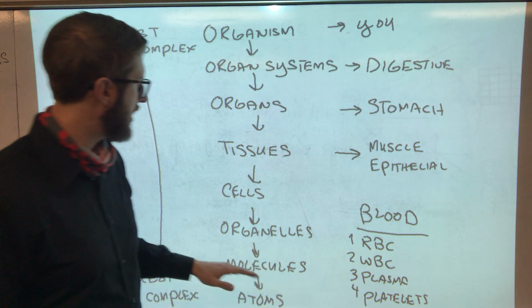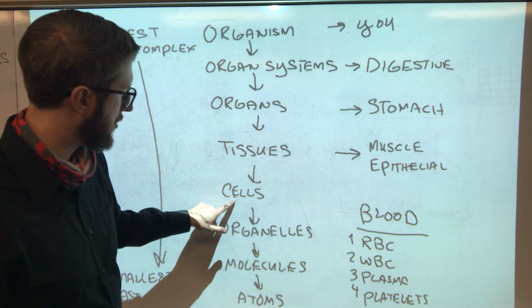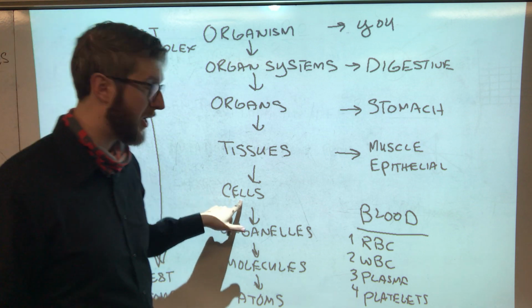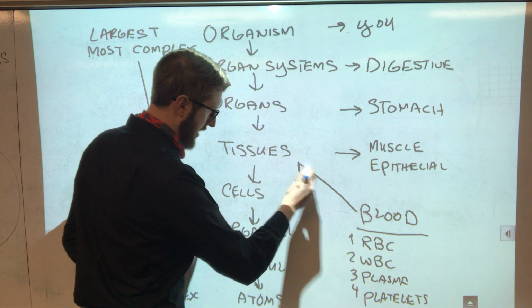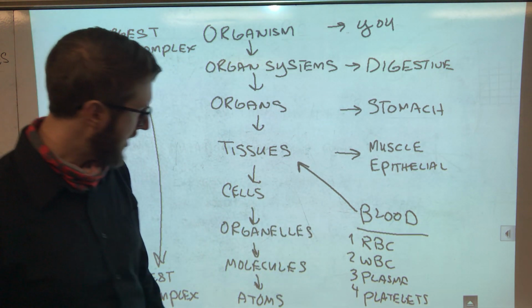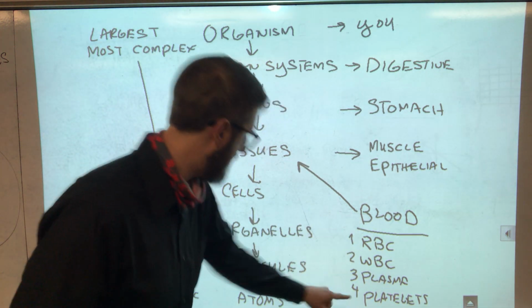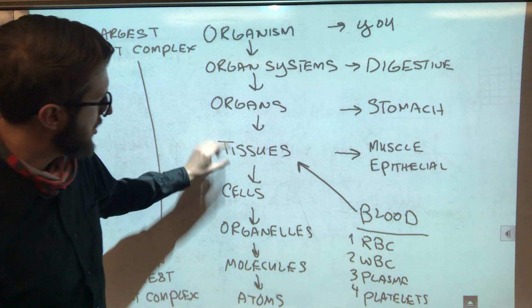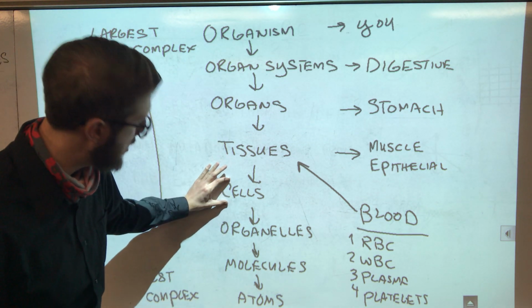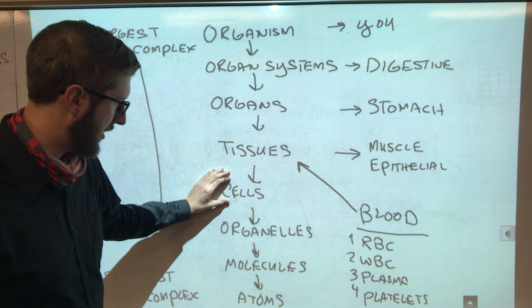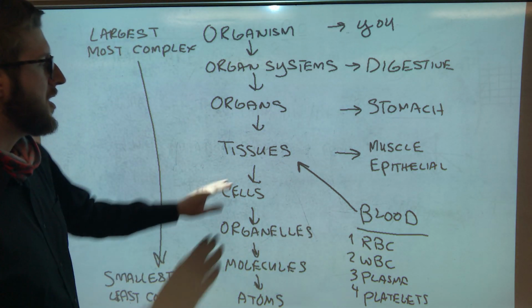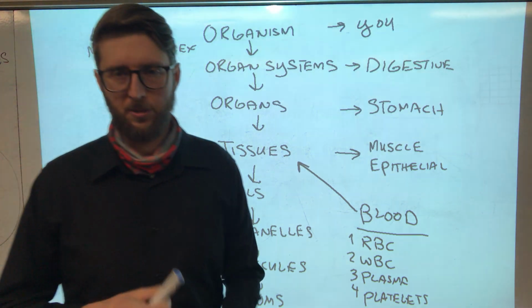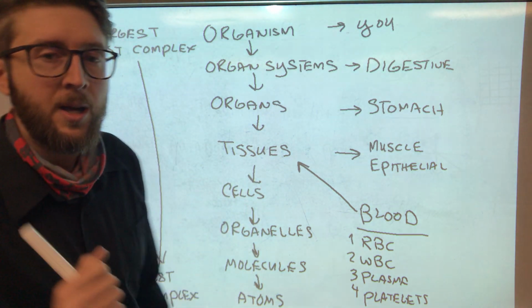And because we have multiple cells working together, you may think blood is a cell, but blood is actually a tissue. Why? Because it's made up of multiple cells working together, and that's what tissues are. Tissues are made up of multiple cells working together, multiple different kinds of cells working together. Okay? So blood is a tissue. It's important that you know that.